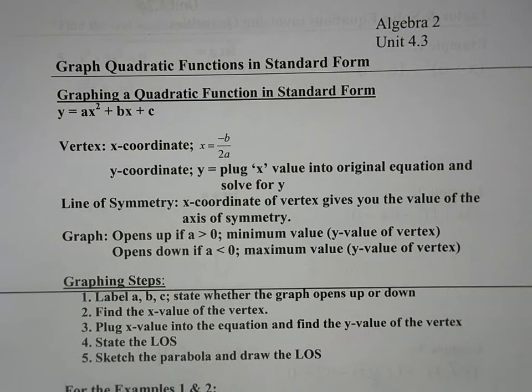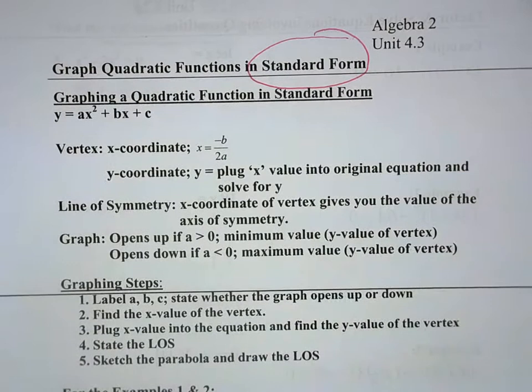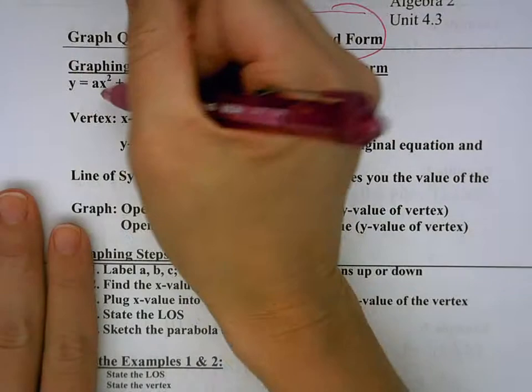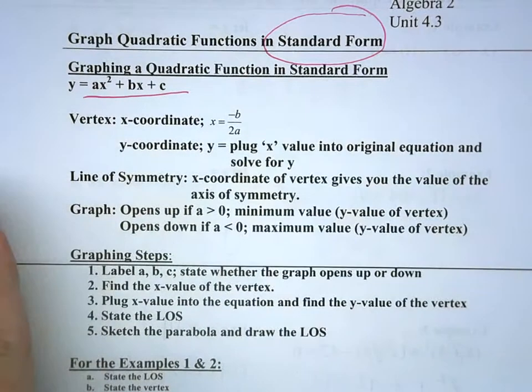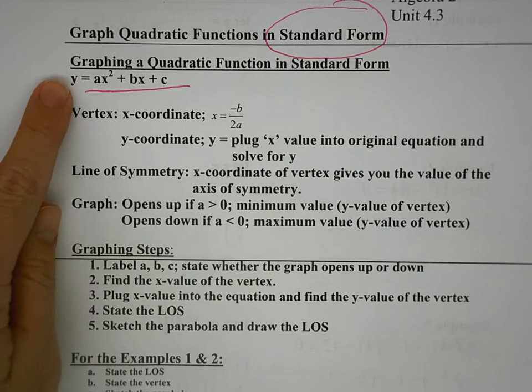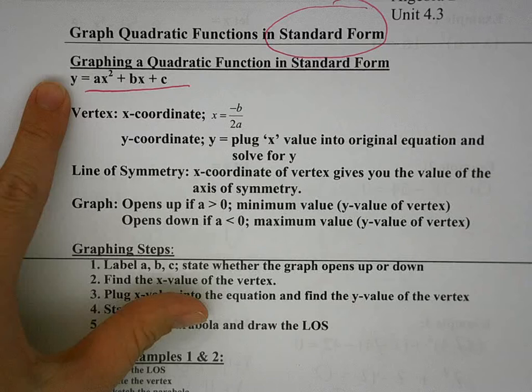Today, we are going to learn how to graph quadratic functions in standard form. We are going to be learning about multiple forms. Today, we're talking about standard form, okay? Standard form is when you have all your x's and the plain number on the right side, and then your y is by itself. Basically, y equals, and then you have standard form, okay?